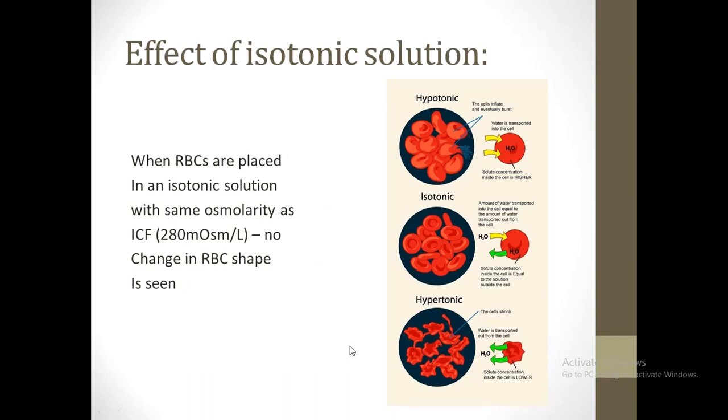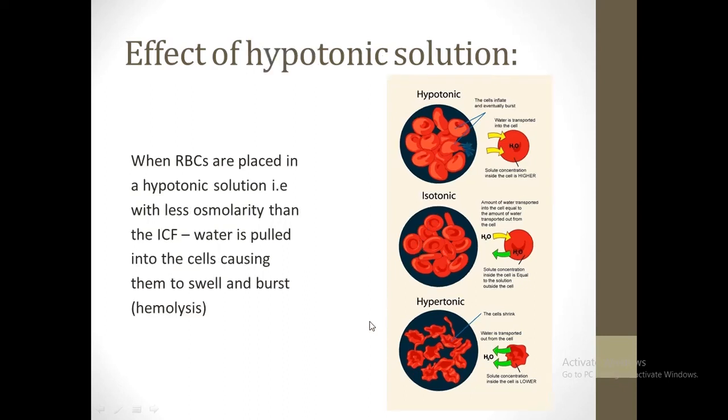Then the effect of isotonic solution. When RBCs are placed in an isotonic solution with the same osmolarity as intracellular fluid, then no change in the shape of RBCs is seen. The normal osmolarity of intracellular fluid is 280 milliosmoles per liter. This effect is shown by this middle piece. The RBCs are in their normal shape.